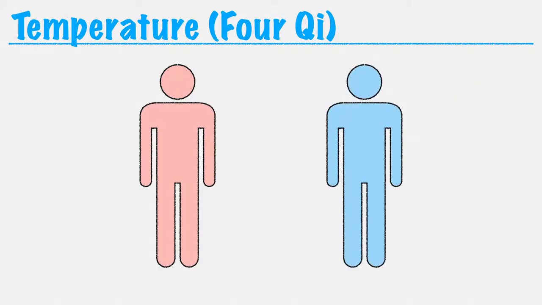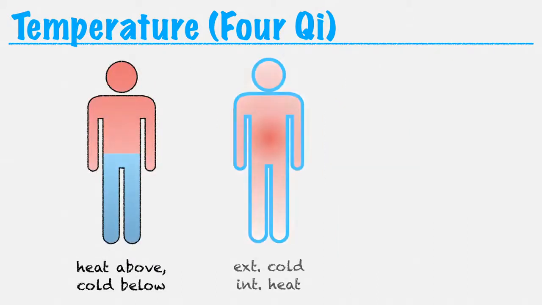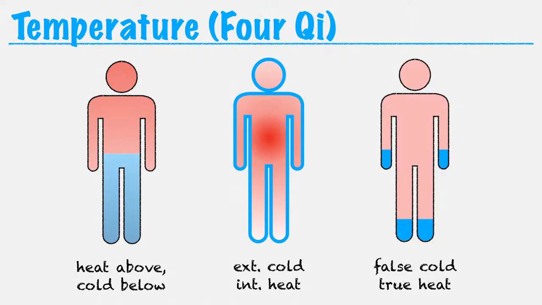We might see more complicated patterns where there's a mix, like heat above and cold below, cold on the exterior with interior heat, or false cold with true heat. So in situations like this, where you have a combination of both heat and cold in the body, we might end up combining both hot and cold herbs together in a formula, and then we'll just direct those herbs to different parts of the body. And that's something we'll talk more about later. But for now, hopefully this idea of herbs having a temperature makes sense or is already familiar to you.